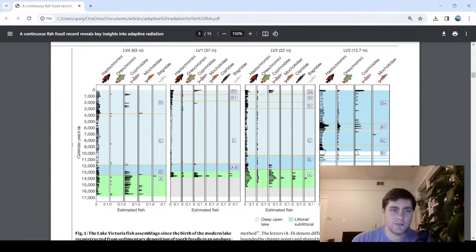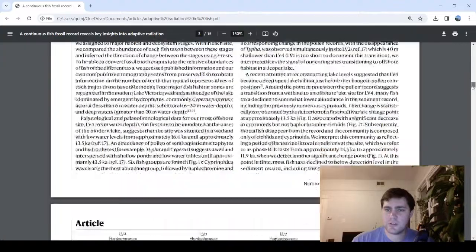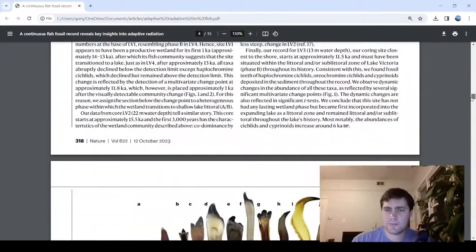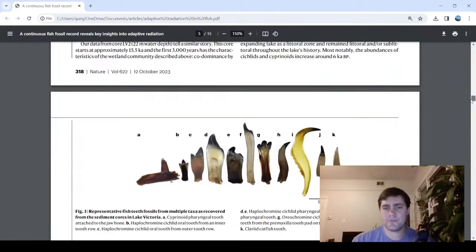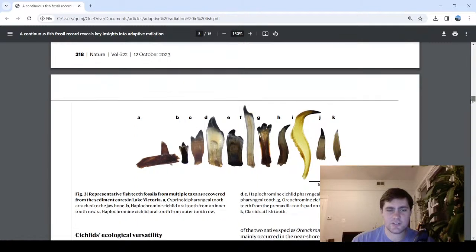Here's BP. Six Ka BP right here. I think they're talking about this. That's cool. So here it looks like these are all the fish teeth, which is so crazy.